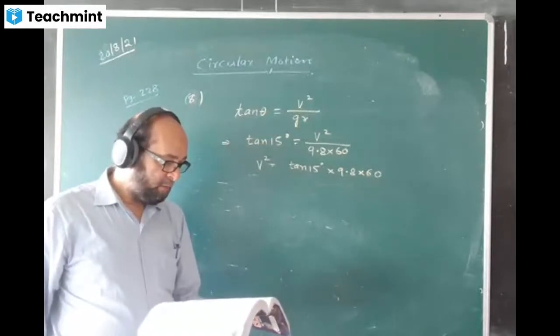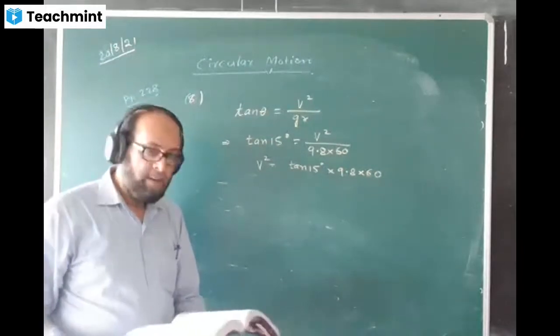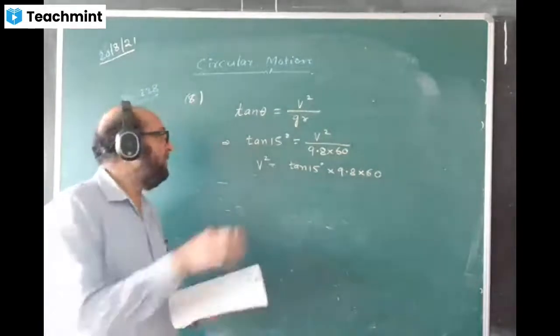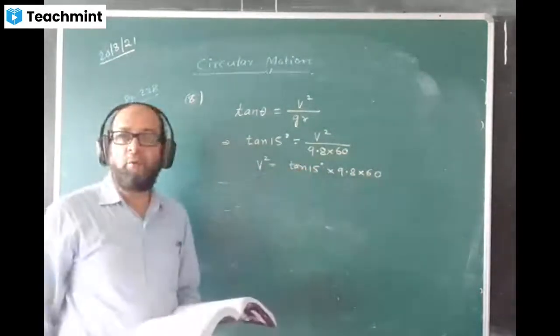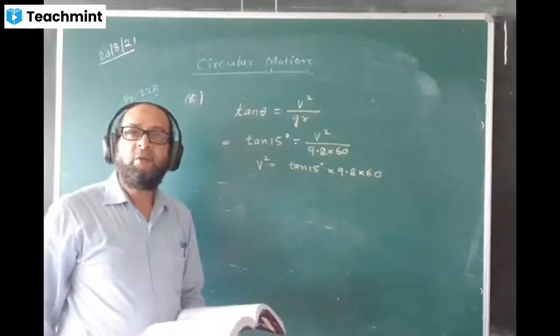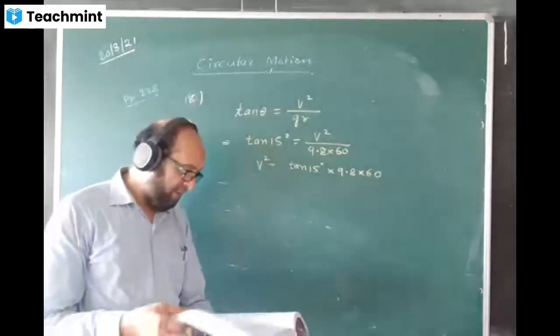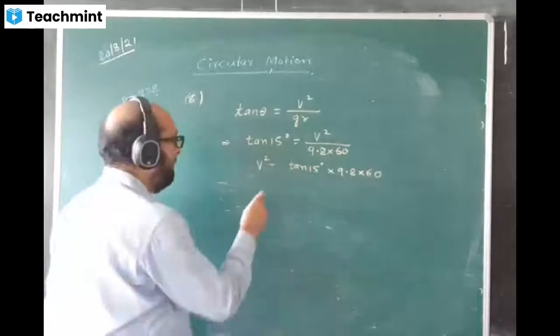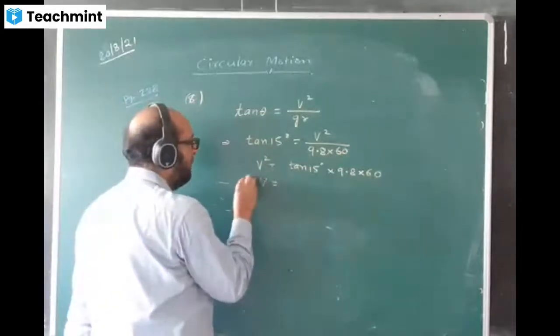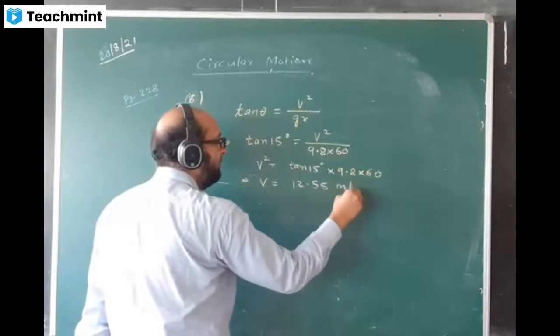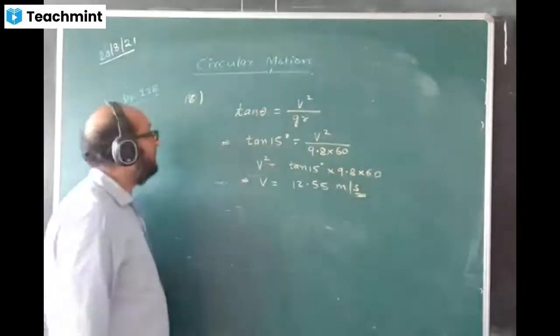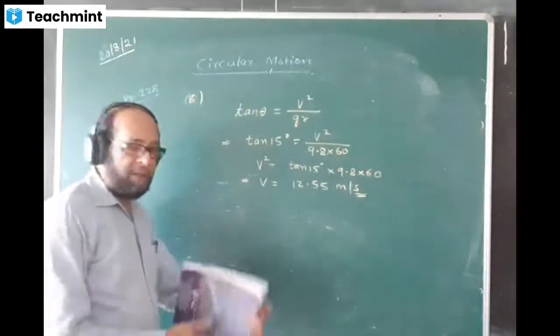Say boys, come on. Answer must be coming. v square value this, v value will come, root of the answer, square root. When you take the square root, we'll get the answer. The value of v, according to the book, should come 12.55 meters per second. This is question number 8.